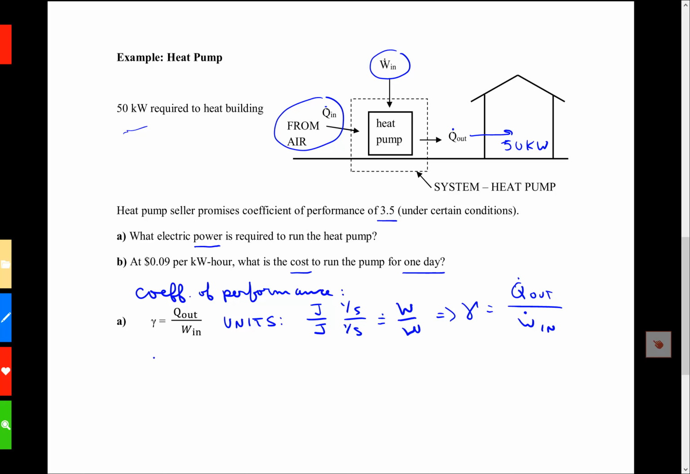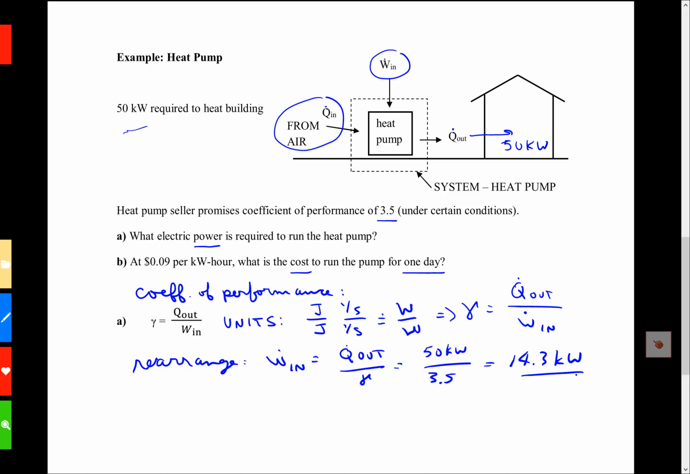Okay, we can rearrange that. We're going to have W dot in, that we're looking for, equals Q dot out divided by the coefficient of performance, and we can compute that with our 50 kilowatts divided by our 3.5 coefficient of performance, and we get 14.3 kilowatts is the rate of work required. That takes care of part A.